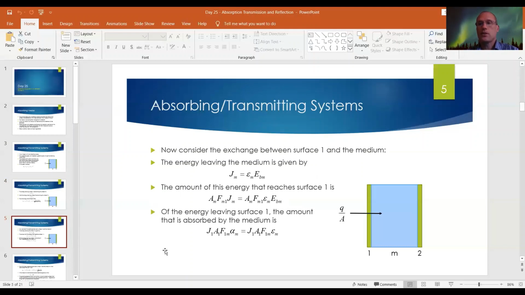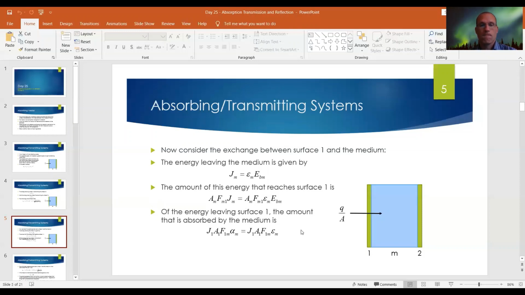And then I want to look at what happens to the medium. So, energy exchange between surface 1 and the medium. I'm going to have some energy leaving the medium, and that energy J_M is epsilon_M times E_BM. So E_B for the medium is sigma times T to the 4th for the medium itself, times its emissivity. That is the total energy leaving that surface. And then the amount of energy reaching surface 1, I have the area of the medium, A_M F_M1, so F from the medium to object 1, times this energy leaving the medium. And again, that is just epsilon times E_BM.